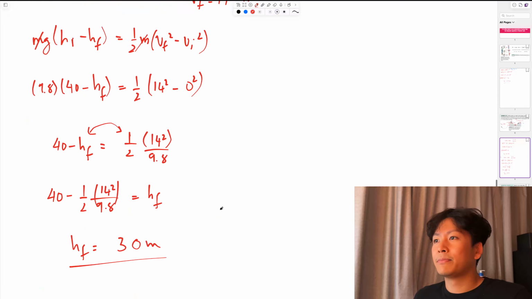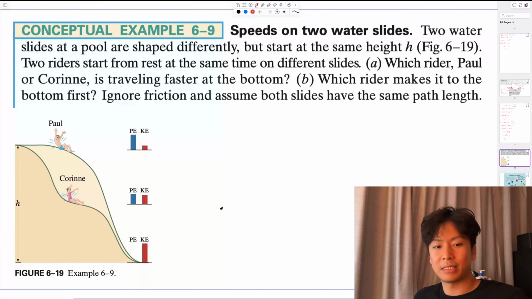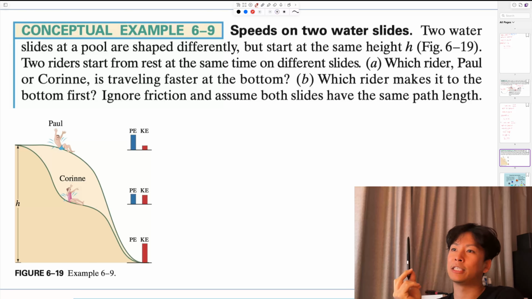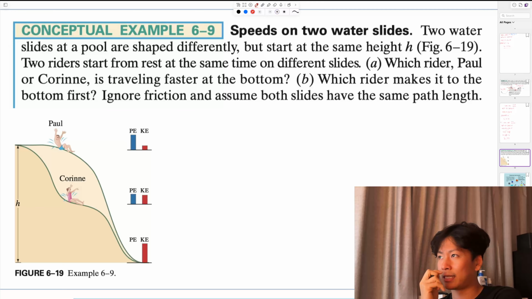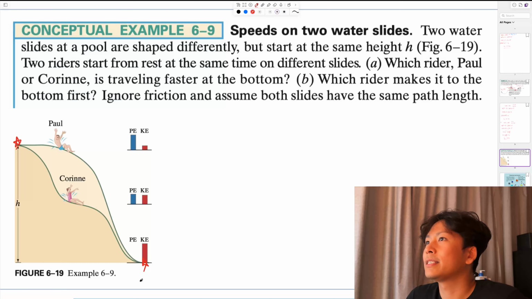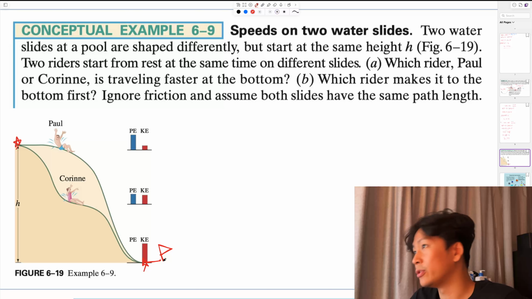Cool. Let's move on. This one is a more conceptual problem. I have here two water slides at the pool. They're shaped differently, but start at the same height, and end at the same height as well. The question says, two riders start from rest at the same time on different slides. Which rider, Paul or Corin, is traveling faster at the bottom? So who's going fastest at the finish line? And which rider makes it to the bottom first? Ignore friction and assume both slides have the same path length.